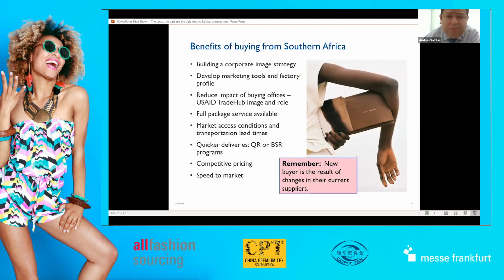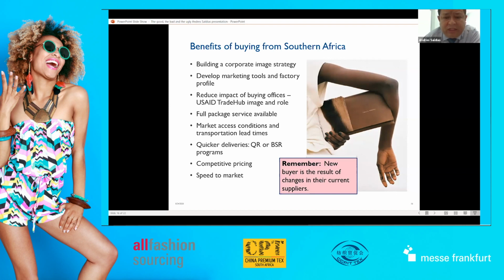So when we pitch Southern Africa, how do we build a corporate image strategy? We're building marketing tools right now. I've been working with 9 factories that provide me a factory profile, which are fairly competitive. How do we sell the buyers that we are not a buying office?